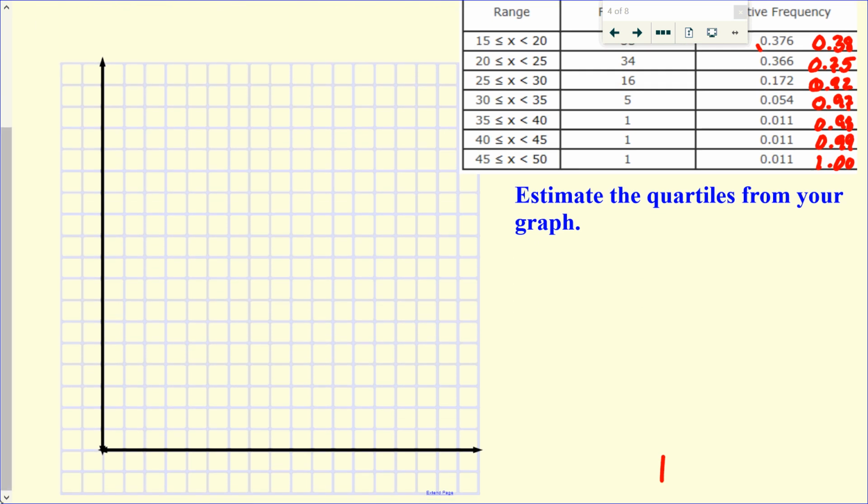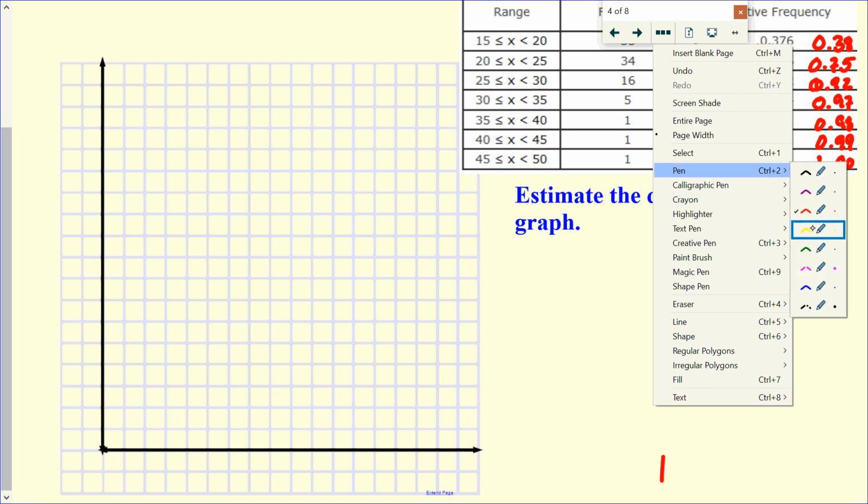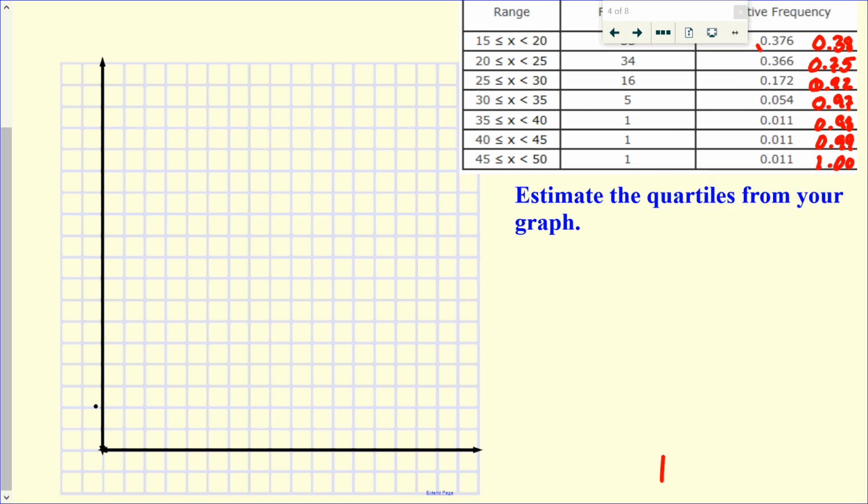So we come over to our graph again. So 10, 20, 40, 60, 80, 100. And use a break.